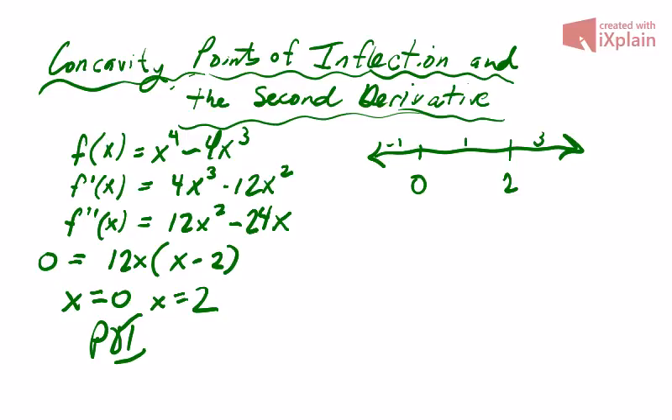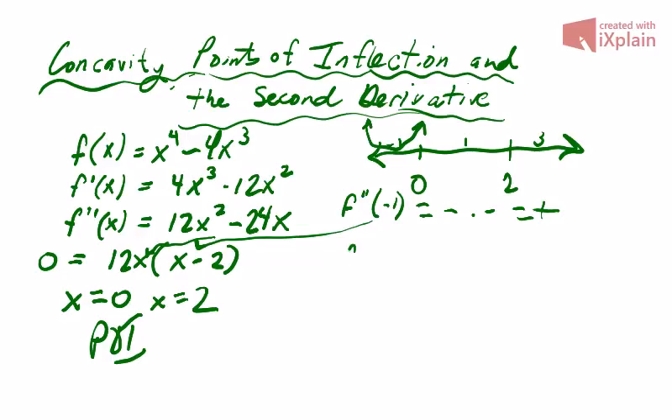Okay, and when I plug in -1, we plug into the second derivative, and it's easiest to plug it in here and compare signs. 12 times -1 is a negative, times -1 minus 2 is a negative. So we get a positive, and I showed on a graph showing that it curves up for concavity.